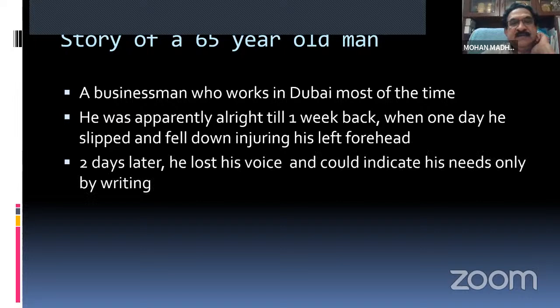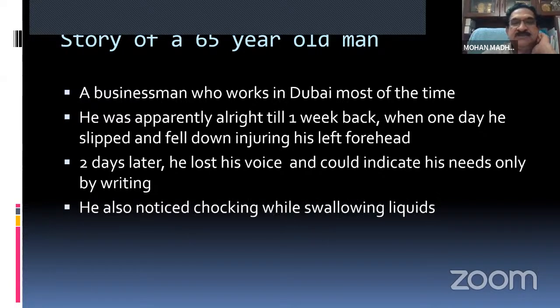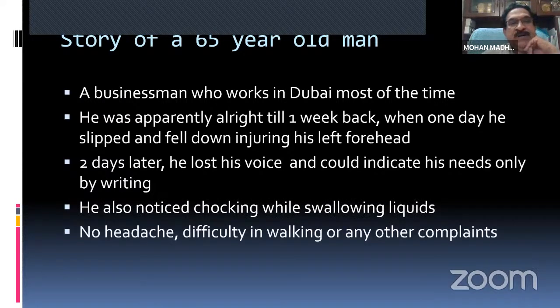Two days later, he lost his voice and could indicate his needs only by writing. He also noticed choking while swallowing liquids. No headache, no difficulty in walking, or any other complaints. So this is the story. Literally acute onset of dysphonia, aphonia in fact, and difficulty in taking liquid foods.